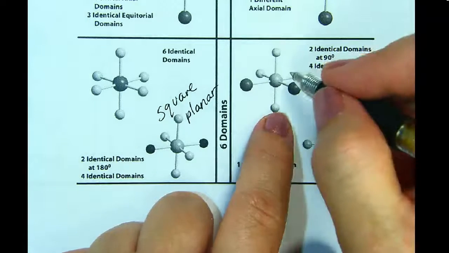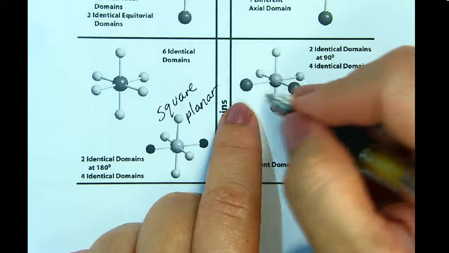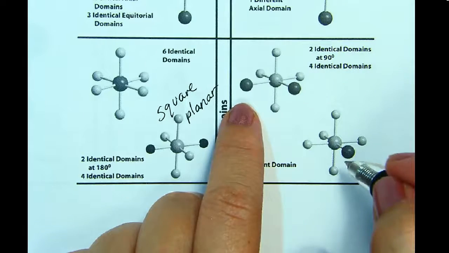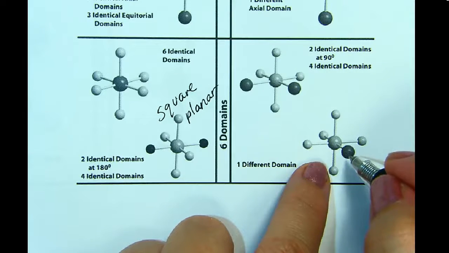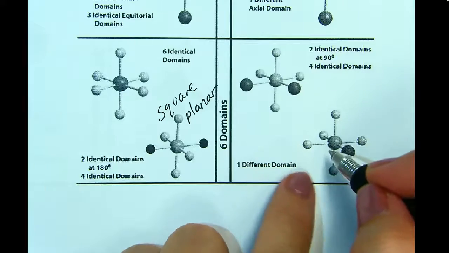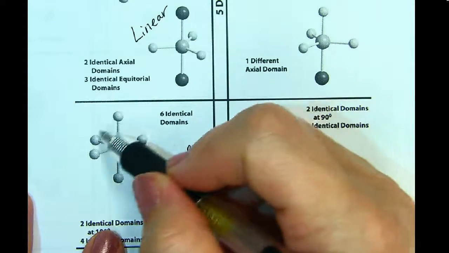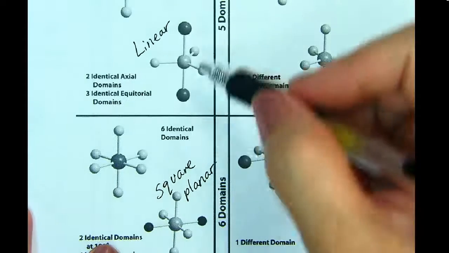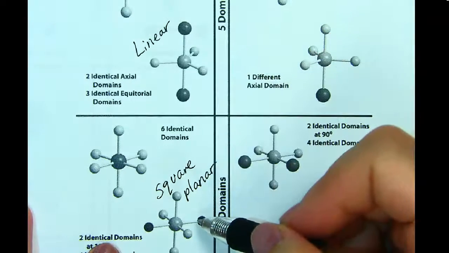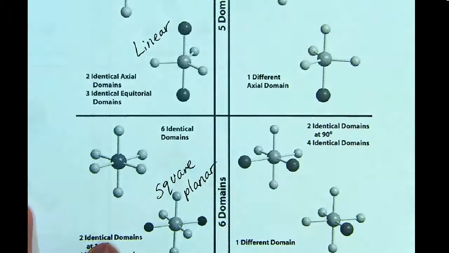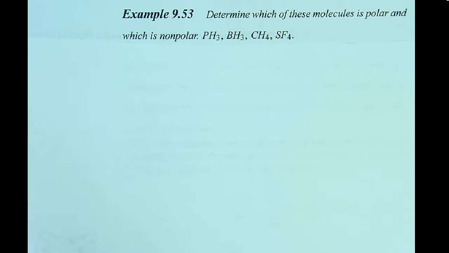If you end up with two lone pairs on the center atom, or just one lone pair on the center atom, then these are going to be considered polar. So you really only need to know that if everything's identical, it's nonpolar, or if it's linear or square planar, then it's nonpolar. Example 9.53, determine which of these is polar and which is nonpolar.